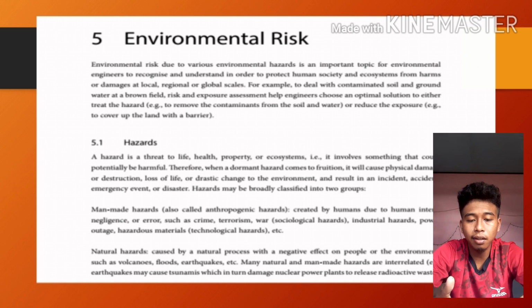Point 1, hazard. A hazard is a threat to life, health, property, or ecosystem. Hazards may be broadly classified into two groups. One, man-made hazard, also called anthropogenic hazard. This is created by humans due to human intent, negligence, or error, or is a crime. Two, natural hazard, caused by natural processes with a negative effect on people or the environment.